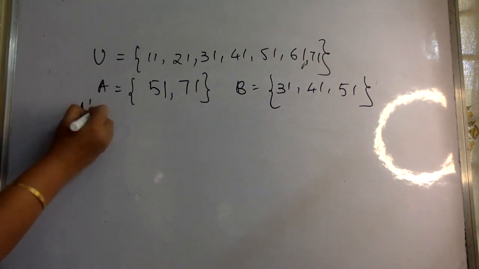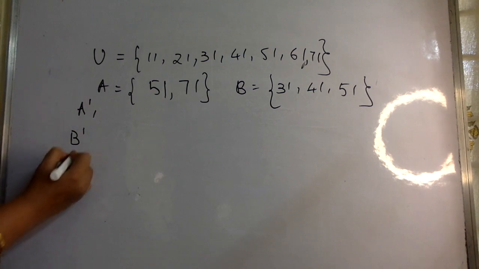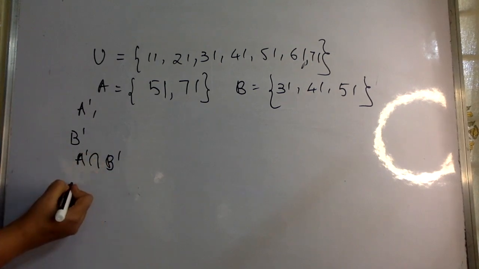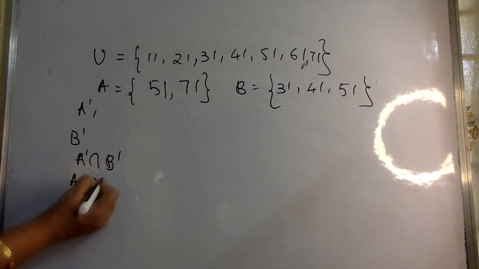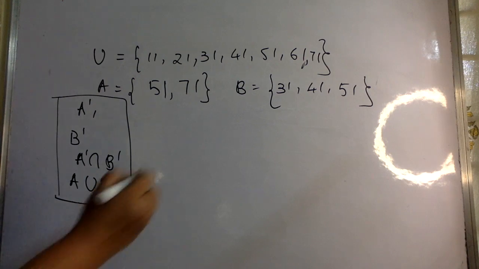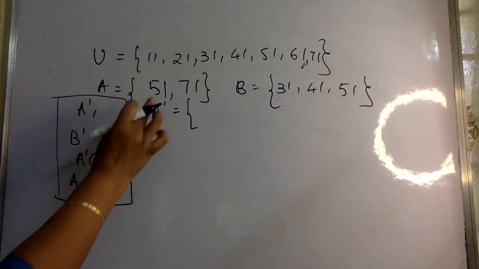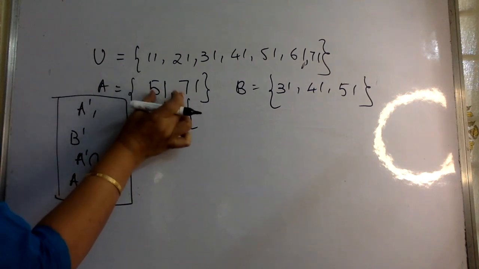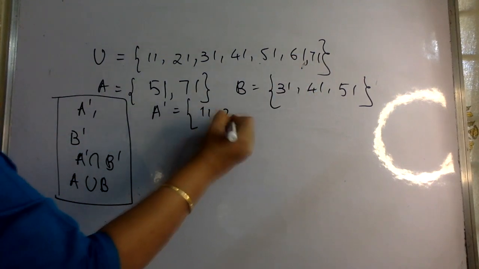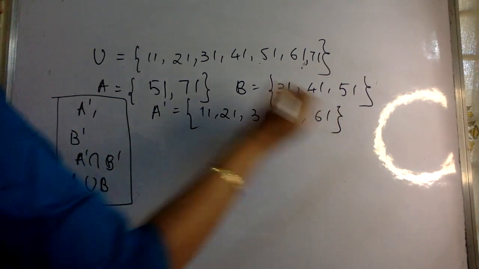Then what are the things we have to find? We have to find A complement, B complement, then A complement intersection B complement, and we also have to find A union B. These are the 4 things that we have to find. Now A complement is, note every time I'll be putting a curly bracket. I will see this and leave out these 2 from this set and take the rest. So 11, 21, 31, 41 and 61 is my answer.